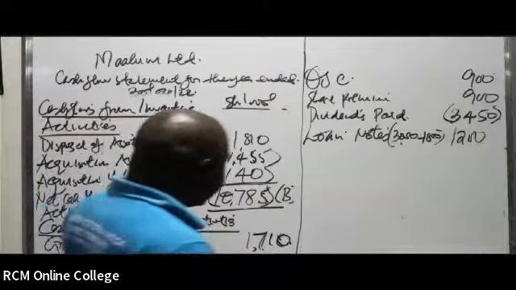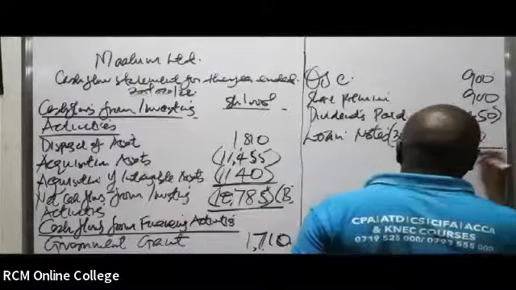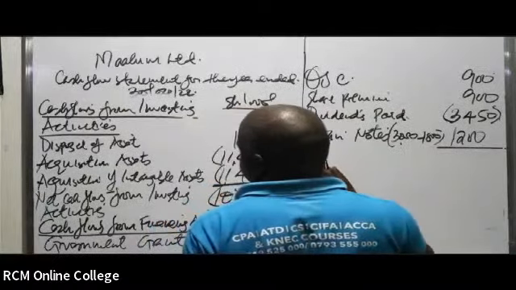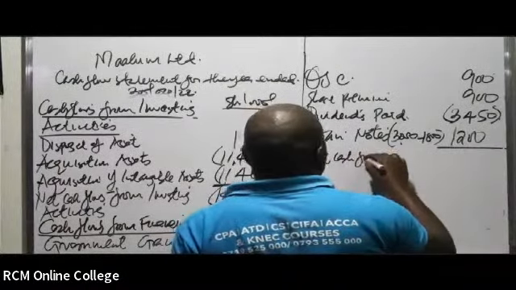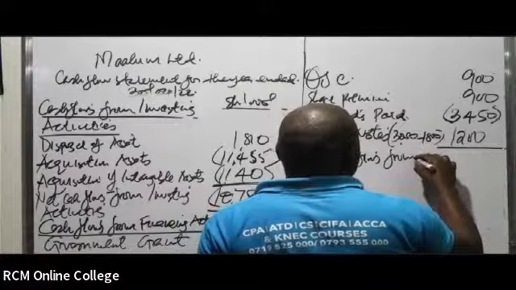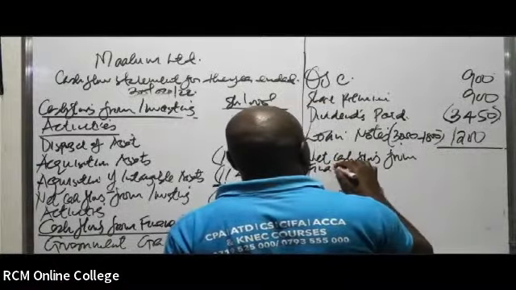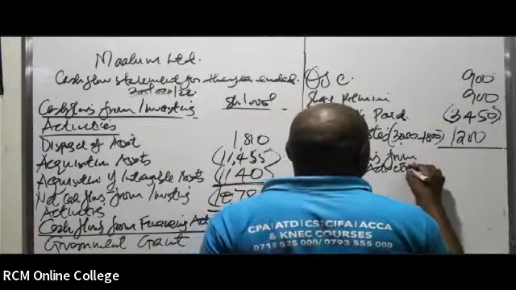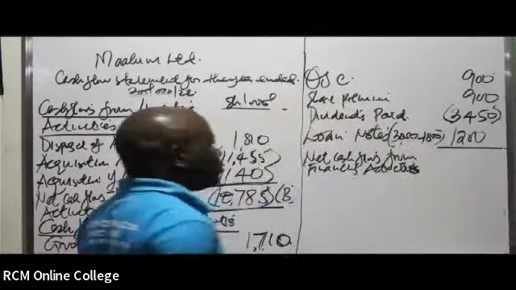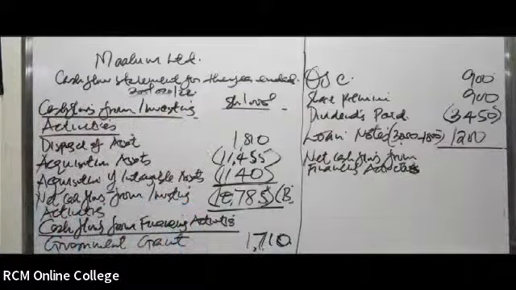With these items, you should be able to get the net cash flows from financing activities. There's a figure you'll be able to get. So 1710 plus 1,800 minus 34 plus 1,200.